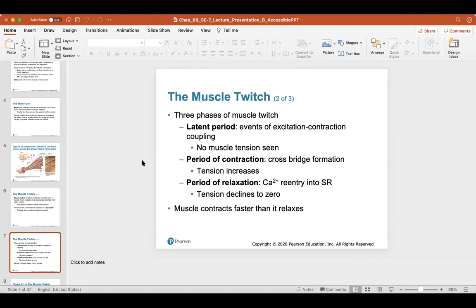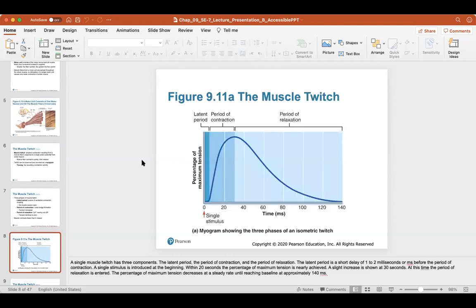The three phases of a muscle twitch include the latent period, where no muscle tension is seen. These are the events of excitation-contraction coupling. Then the period of contraction, which includes cross bridge formation where the tension increases, and the period of relaxation, where calcium gets pumped back into your sarcoplasmic reticulum and the tension declines to zero. Muscles always contract faster than they relax. So here's a look at the muscle twitch and the three periods: the latent period, the period of contraction, and relaxation.